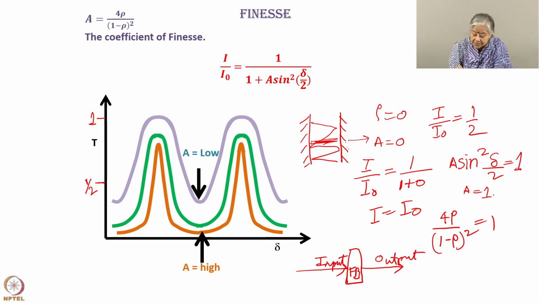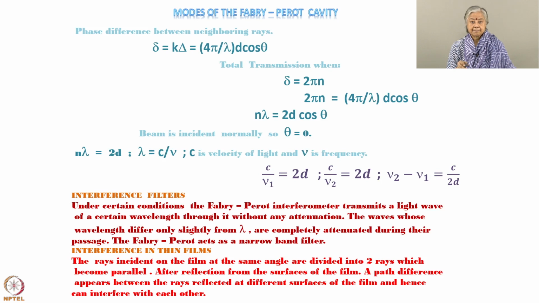So there are certain kinds of modes developing between these two surfaces of the Fabry Perot. That is what I want to describe in this. I will go back to the similar formula from before. The phase difference between neighboring rays, we have seen, is delta equal to 4 pi by lambda d cos theta. The total transmission comes about when delta is equal to 2 pi n. We have seen that.